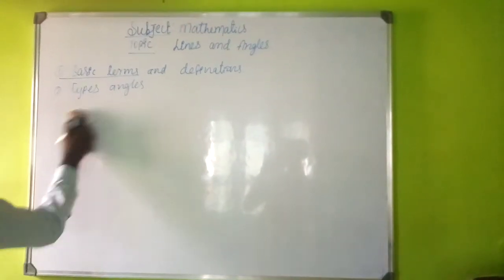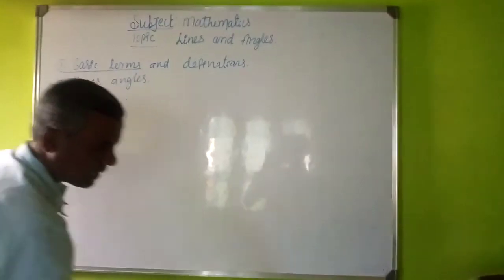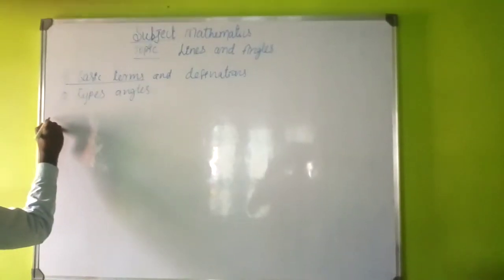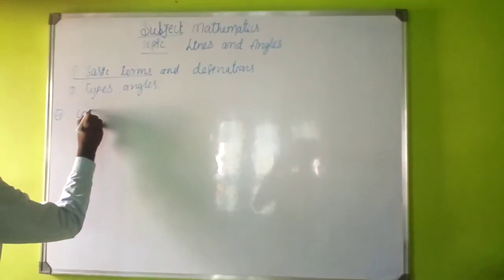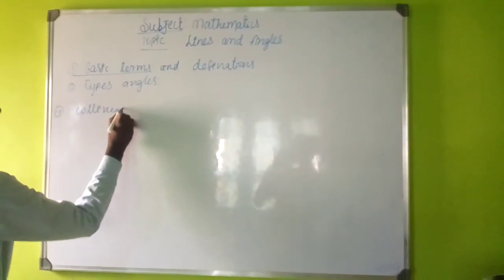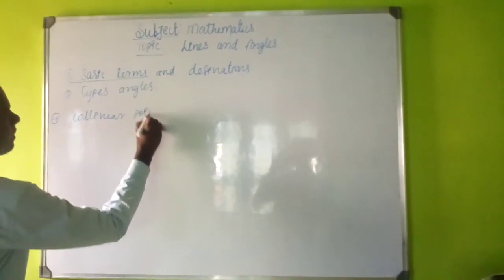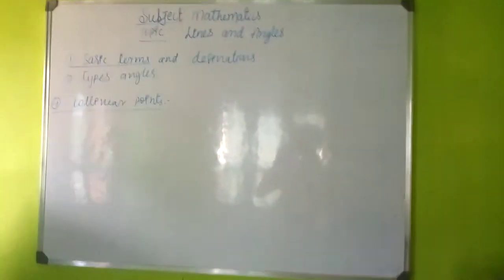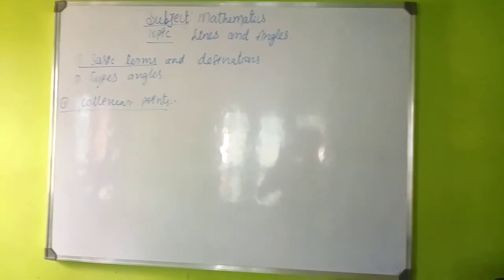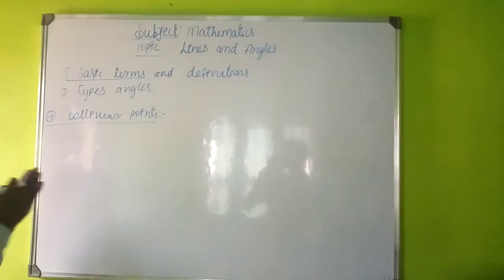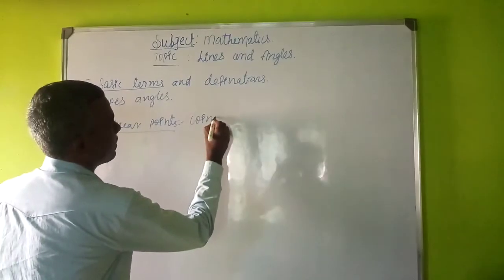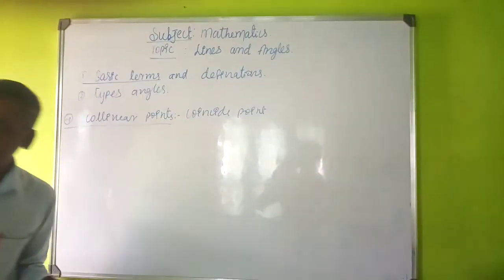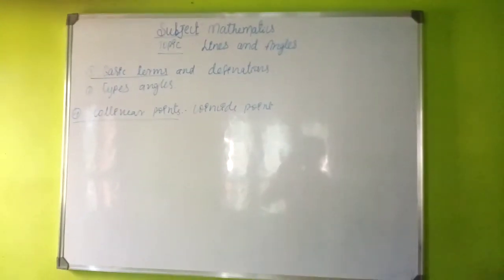Okay, right? So next important concept is angle. But before angle, we are going to learn one more thing, that is the fourth concept: collinear points. Collinear points are points which can be laid in the same line or line segment.